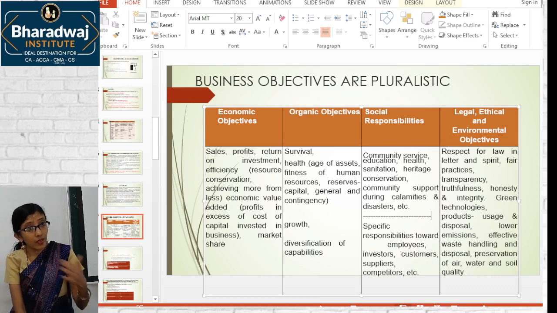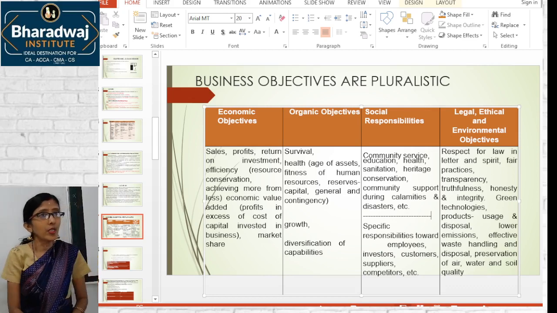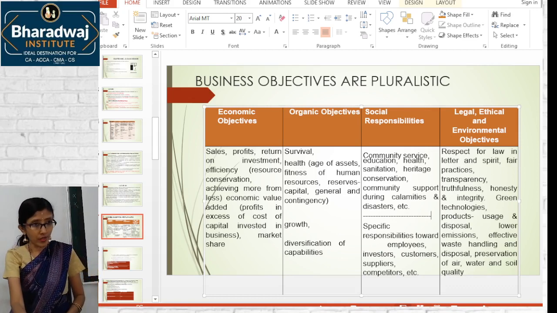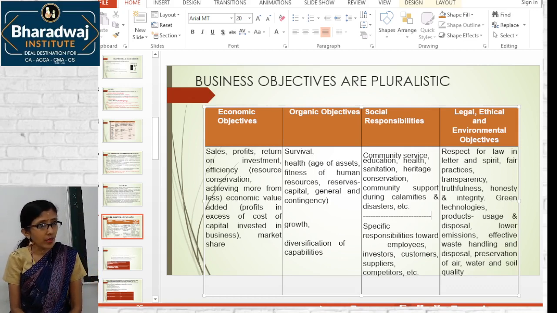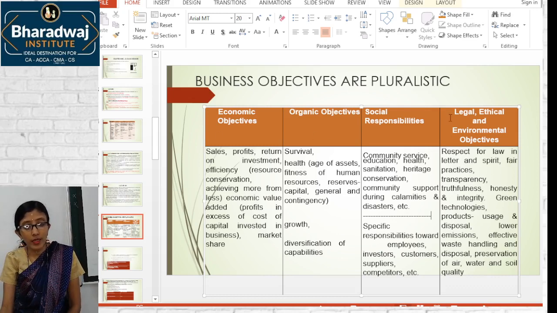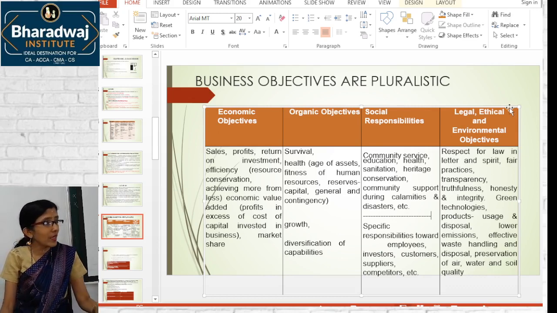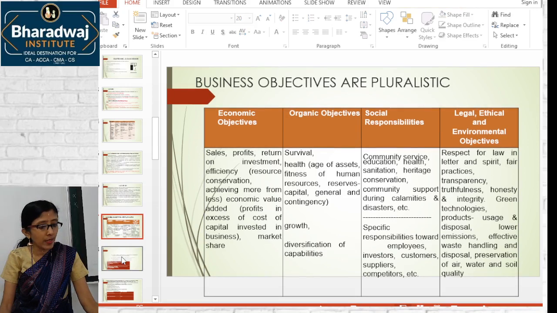But the other segment is the responsibilities towards the stakeholders. We saw the term, no? Multiple stakeholders: investors, employees, customers, suppliers. That comes under the second component. And the last one, legal, not to violate the rules of the country. Ethical, doing the right thing and not the wrong one. Business any day can go wrong, isn't it? And environmental objectives is maintaining ecological standards, that which does not harm the environment. Is that clear? Have you understood all this part?